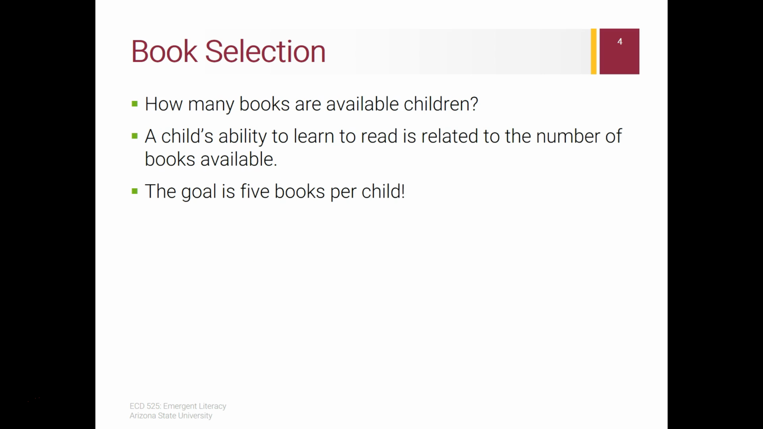Let's talk a little bit about book selection. Earlier, we realized that the number of books in a home made a big difference in the child's readiness to come to school and continue growing into emergent literacy. So let's all try to reach that goal of at least 5 books per child.